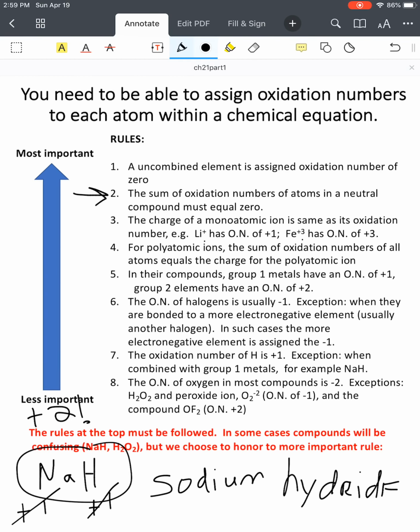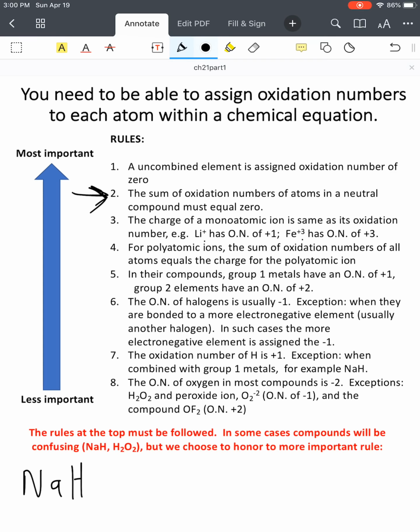Well, we honor the most significant rules, and we make exceptions to the rule for the lesser rules, okay? So rule number 2 up top tells me that the sum of my oxidation numbers for a neutral compound has to equal 0. So if I add oxidation numbers together for hydrogen and sodium, I got to get 0, don't I? So I read down my list then from high significance to lower significance and see what I come across.